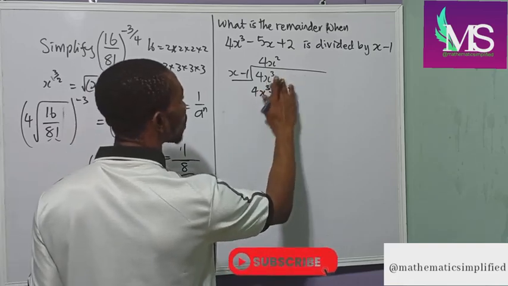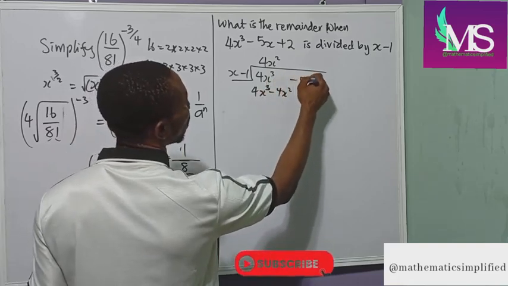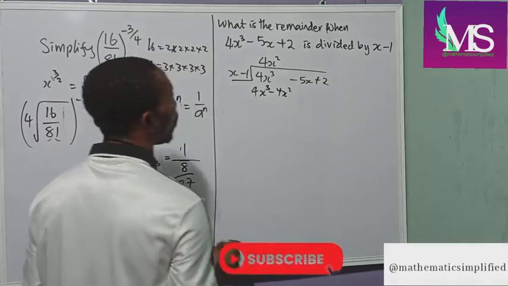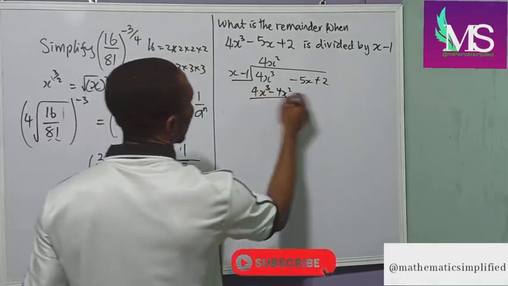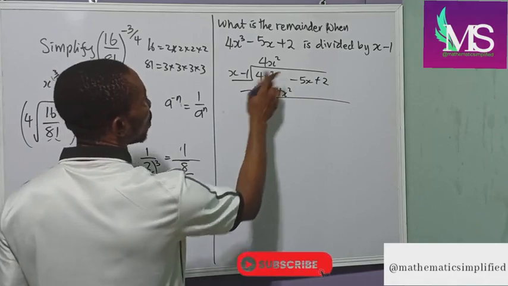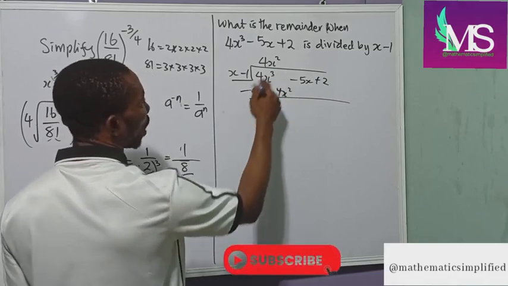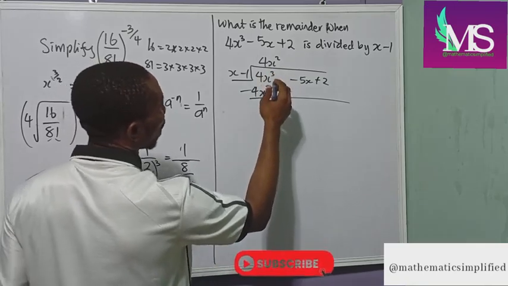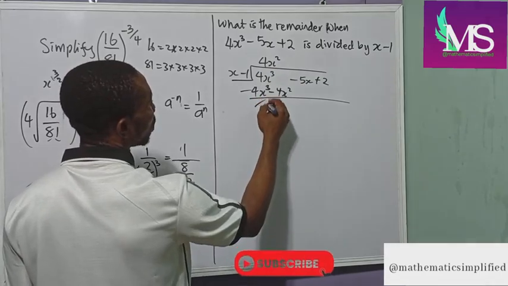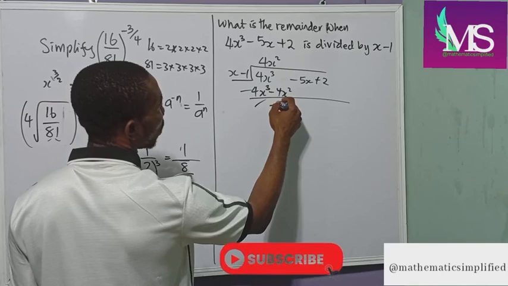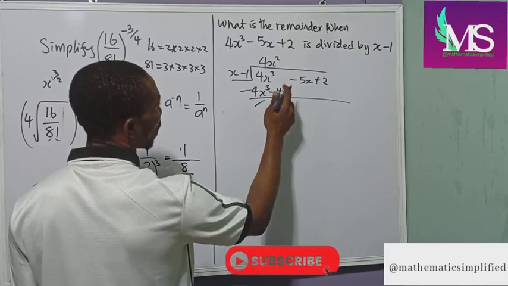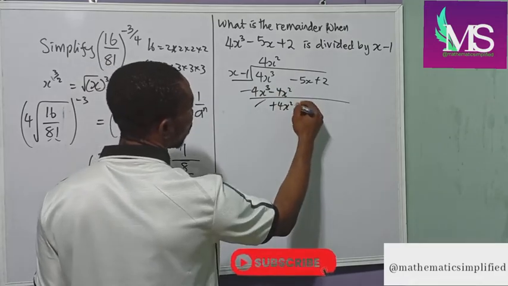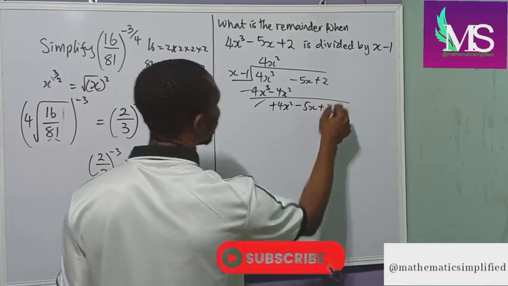Permit me to shift this. Okay. Now, having done this, we can now subtract. This we cancel out, leaving us with 0. This gives us minus 4, minus and minus plus, so plus 4x squared. Bringing down this minus 5x plus 2.